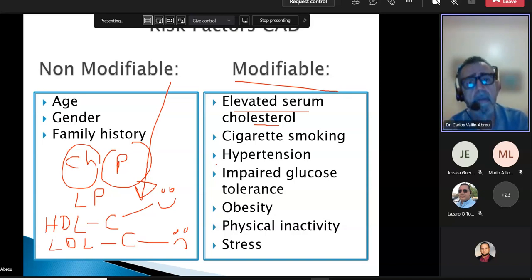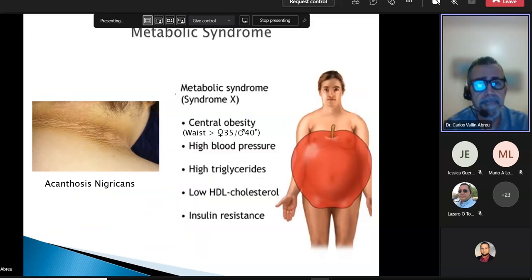Hypertension should be controlled. Patients with impaired glucose tolerance should be controlled, mainly losing weight. Obesity is a parallel. And physical inactivity is addressed with aerobic activity. And of course, stress is not the only factor. You need to know what is metabolic syndrome.